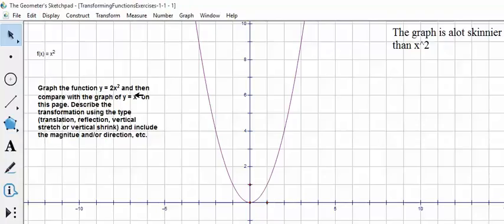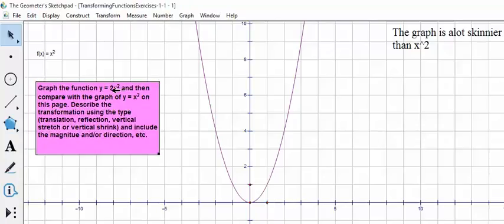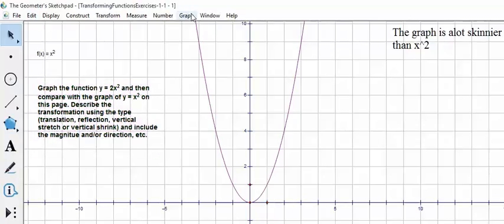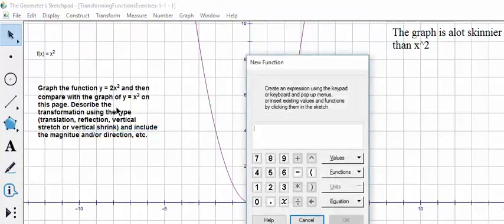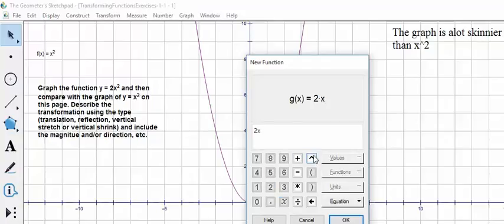Now we're going to change it to y equals 2x squared. So here's what you do. You go to graph, plot new function, and then you're going to type in the part after the equal sign. So 2x, that's the squared button, this little thing, 2x squared. And it should look like it says g of x instead of f of x because it's going to be a transformation, so they need to change the f of x to g of x. It doesn't matter that ours says y. That's just another way of writing it. And then we hit OK.